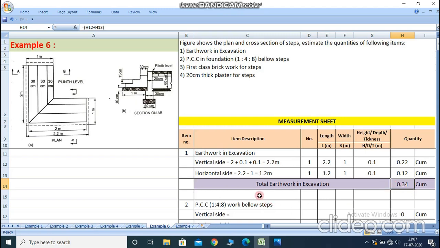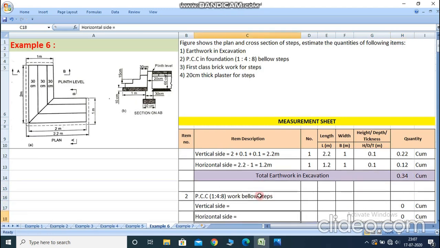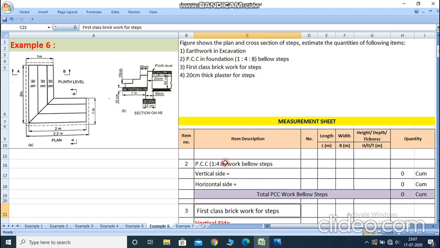Now we calculate the next thing, PCC work below steps. Here see this dark portion, the PCC work, and the ratio is given as 1:4:8.